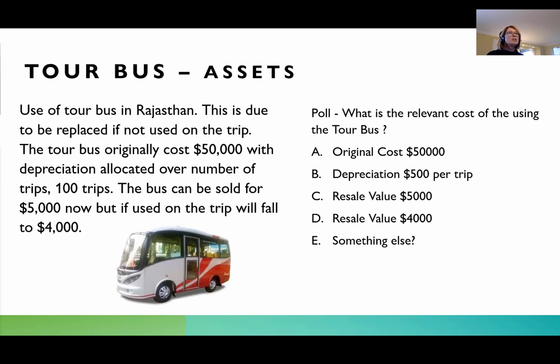The tour bus in Rajasthan is due to be replaced if not used on the trip. The tour bus originally cost 50,000 and we're depreciating that over 100 trips. The bus can be sold for 5,000 now, but if used on the trip, it will fall to 4,000. So we're replacing it in the future, and this is the issue. We've got a resale value of 5, it would drop to 4. So remember future, incremental, and cash.